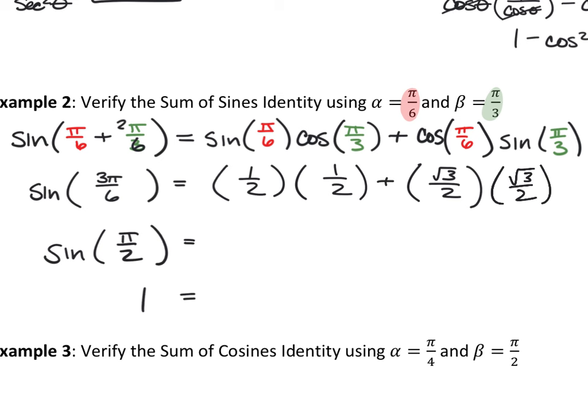Let's do some math. What is 1/2 times 1/2? 1/4. What is square root 3 over 2 times square root 3 over 2? The square roots will cancel because square root of 3 times square root of 3 is just 3. What is 2 times 2? That's 4. What's going to happen when you add these fractions together? You get 4 over 4, which is 1. We have verified this identity.